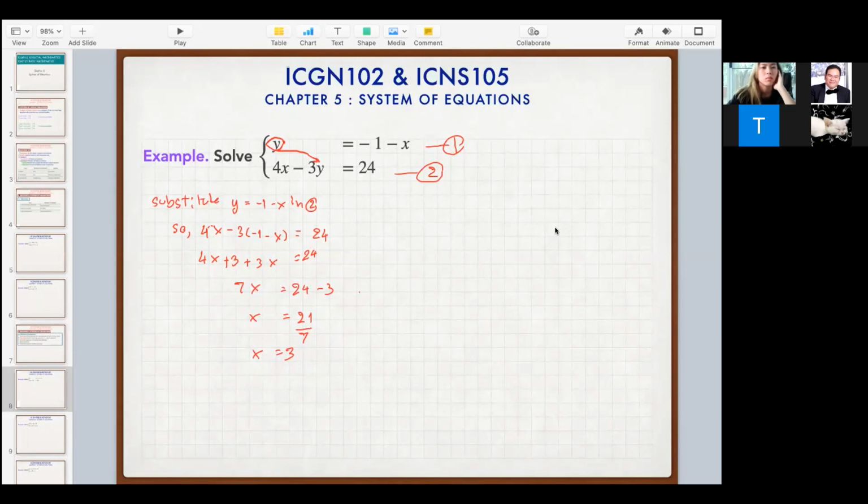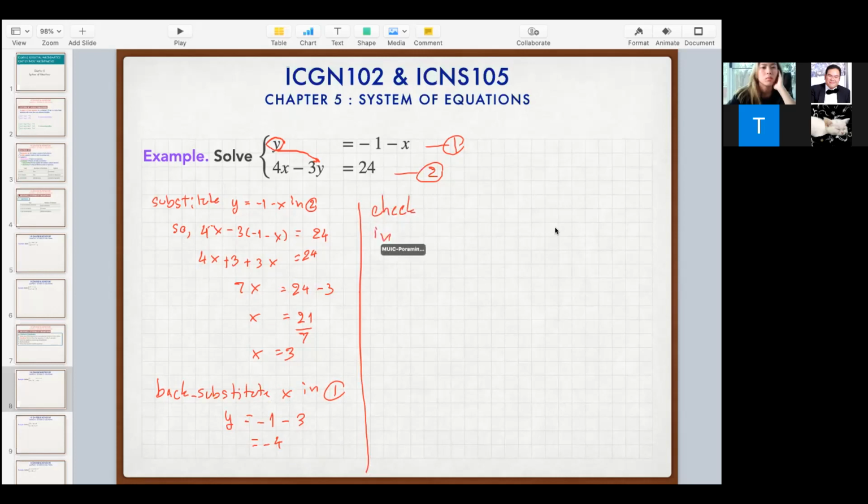So then we get the value of x already. The next step is that we back substitute. If we check in equation number 1, negative 4 equals negative 1 minus 3, negative 4 equals negative 4, this is correct.